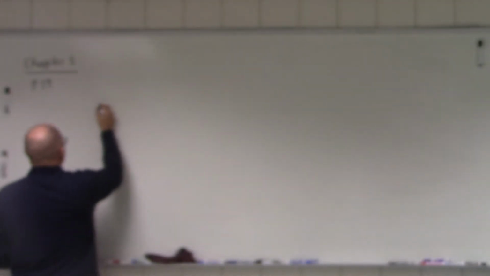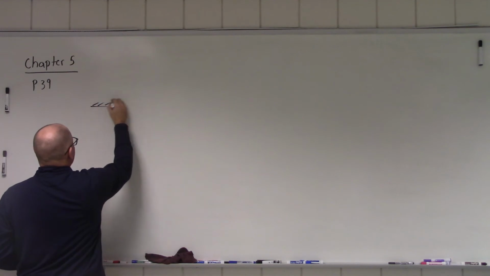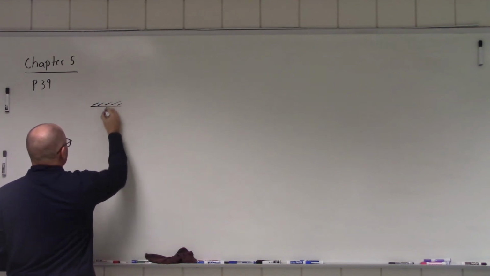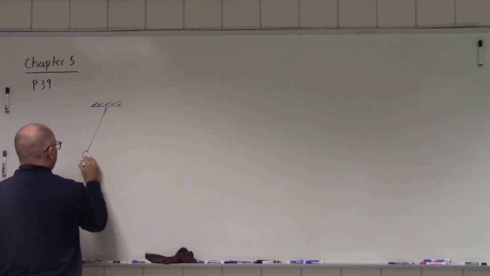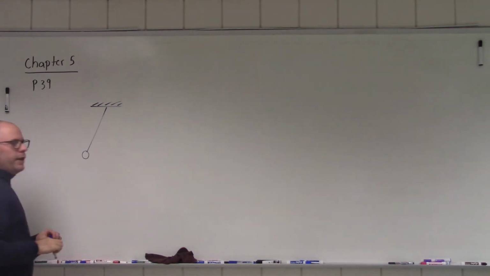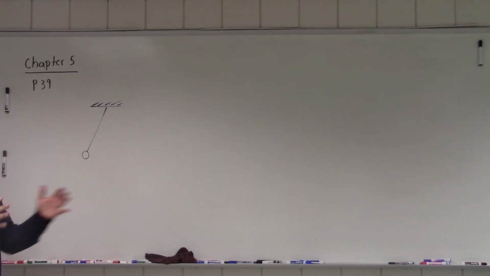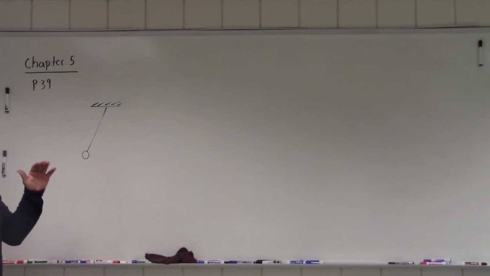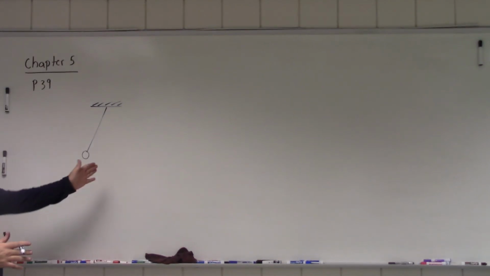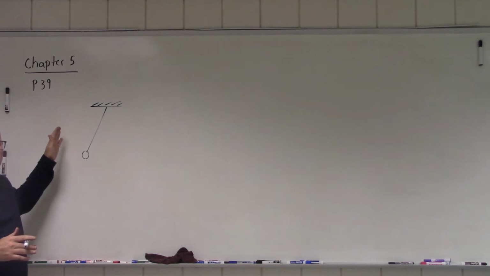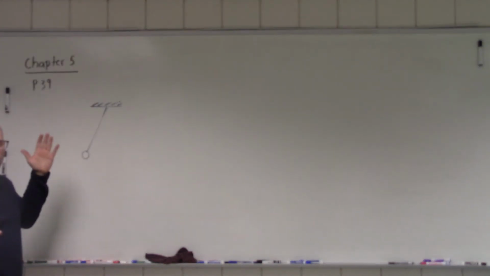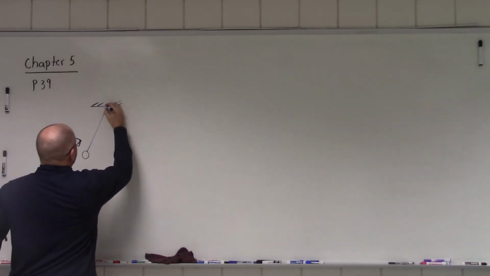So here's the ceiling, whatever it's suspended from. Here's the cord, here's the sphere. Now the thing about this is it says it's like 3 times 10 to the negative 4 kilograms. It's a very small amount. So think like a ping pong ball. Could a ping pong ball get pushed by a breeze and swing out like this? It totally could.